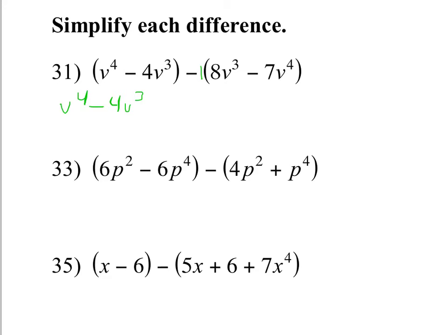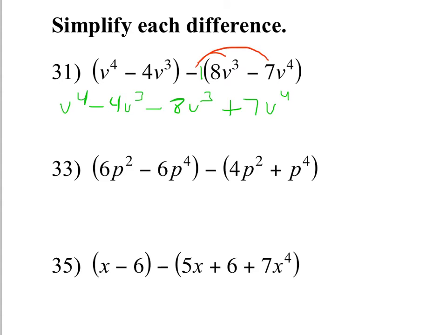So to get rid of the parentheses, we must distribute that negative 1 by multiplying everything on the inside by a negative 1. The good news is, when you multiply everything by a negative 1, all that changes is the sign of the term. So 8v to the 3rd is positive, but when you distribute the negative, it becomes a negative 8v to the 3rd. You have a negative 7v to the 4th, but when you multiply by a negative 1, it becomes a positive 7v to the 4th. So that's the one consideration you must remember, one piece.